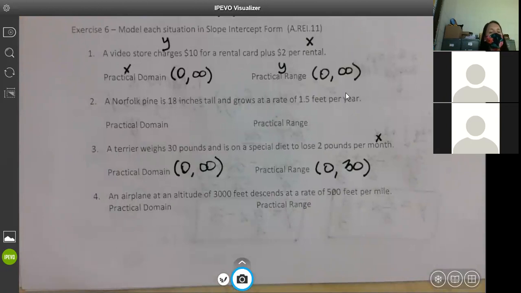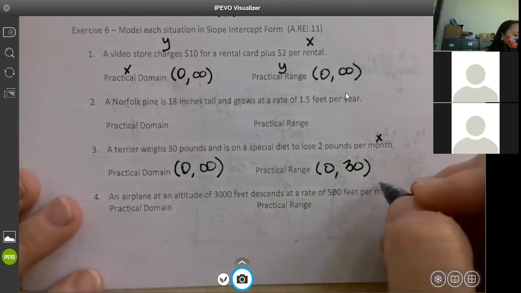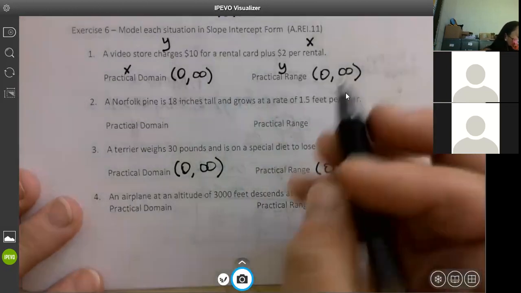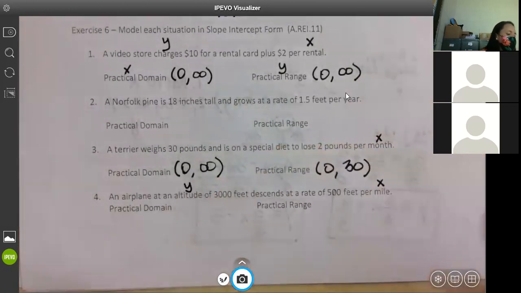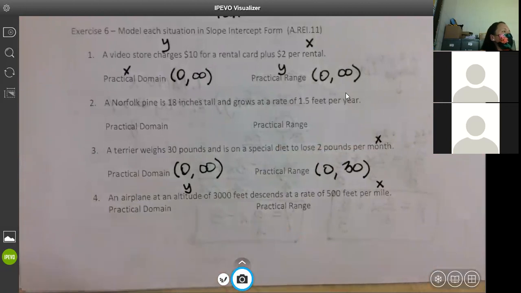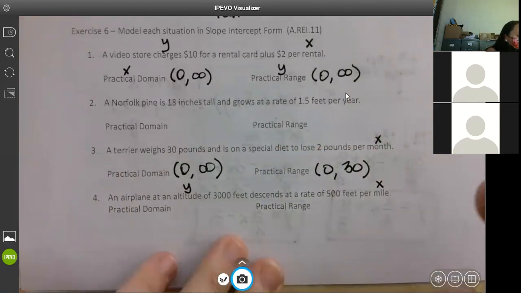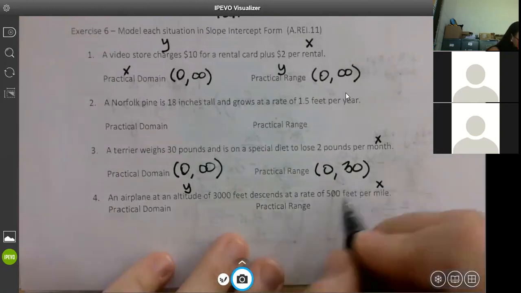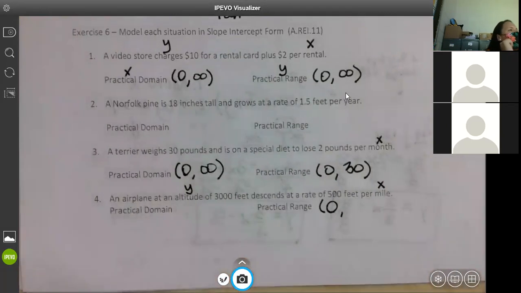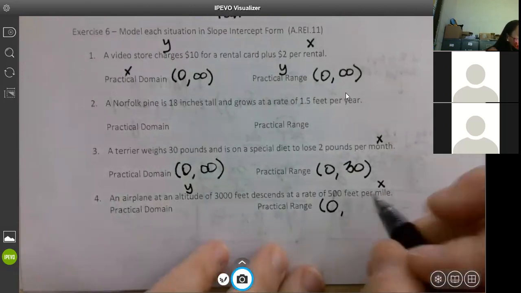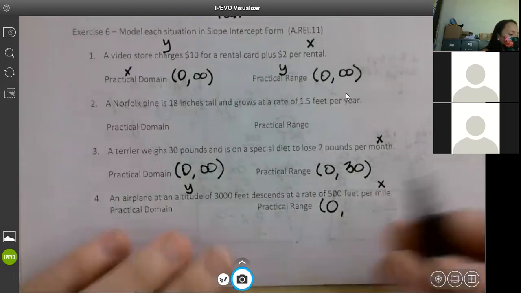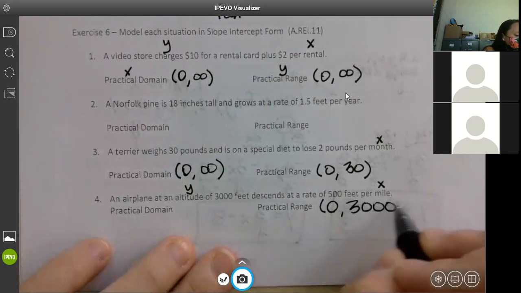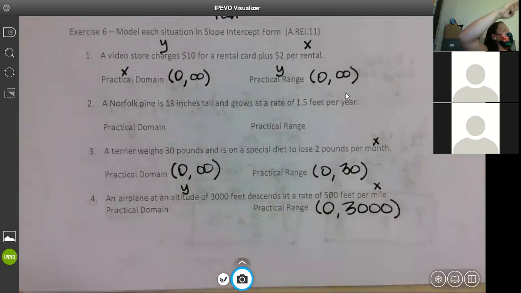An airplane at an altitude of 3,000 feet descends at a rate of 500 feet per mile. Per mile is your X. Altitude is your y. Let's just look at range and not even focus on domain. What is the smallest range or the smallest altitude this plane could be at? Somebody else, what's the highest altitude it's going to be at? Look at it one more time. 3,000. That's as tall as it can go because it's there now. It's at its max and it's going to descend.